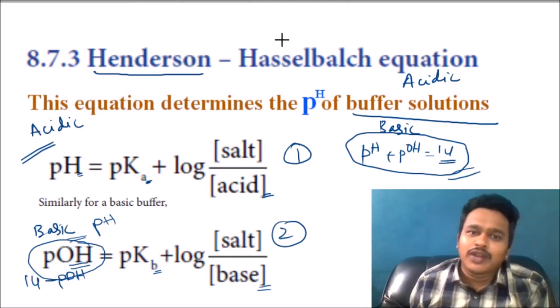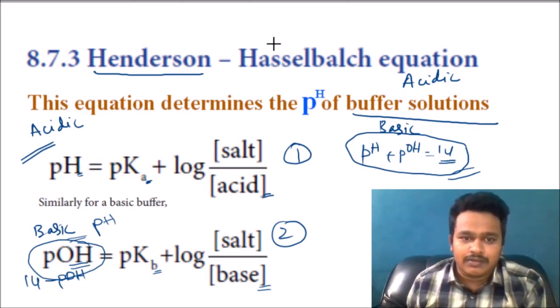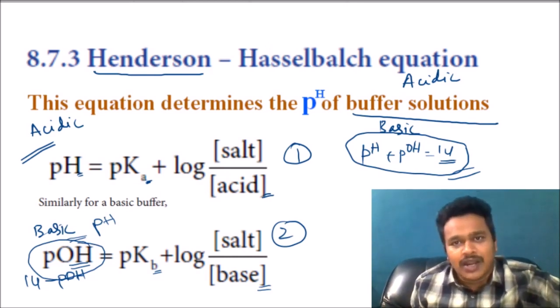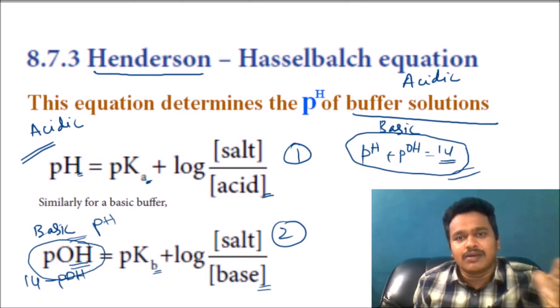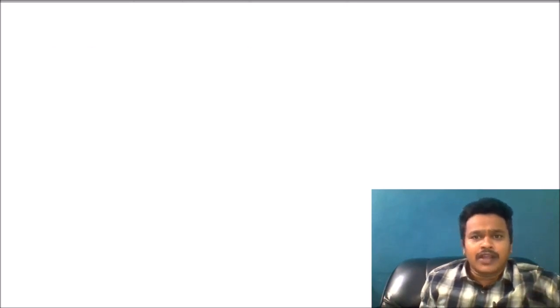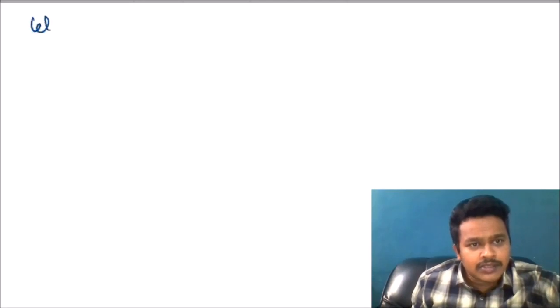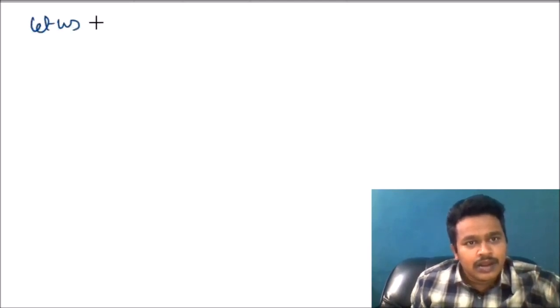We are going to derive this by taking one example here. The textbook directly gives it. Now I will take one acidic buffer. We will write like this. Let us consider an acidic buffer.